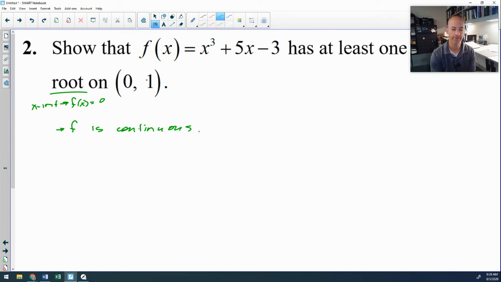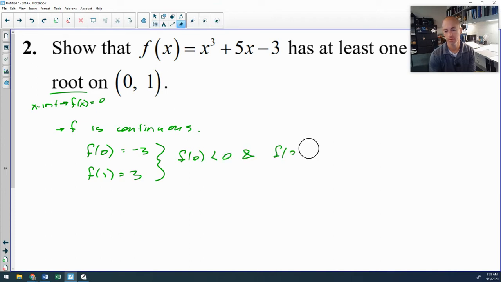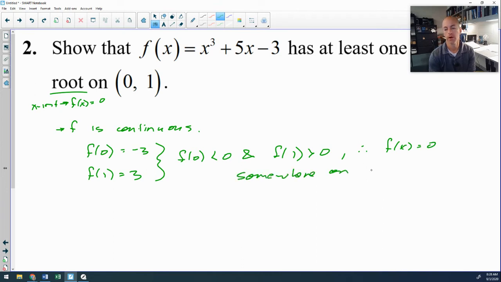Then I'm going to find f of 0 and f of 1. f of 0 is going to be 0 plus 0 minus 3. f of 1, 1 plus 5 is 6. Minus 3 is positive 3. And I straddled my desired value of 0. So now I can say f of 0 is less than 0, and f of 1 is greater than 0. Therefore, f of x equals 0 somewhere, we don't know where, somewhere on the interval 0 to 1. So that's the way you solve these with the intermediate value theorem.